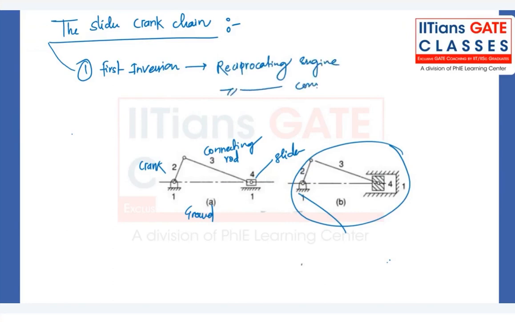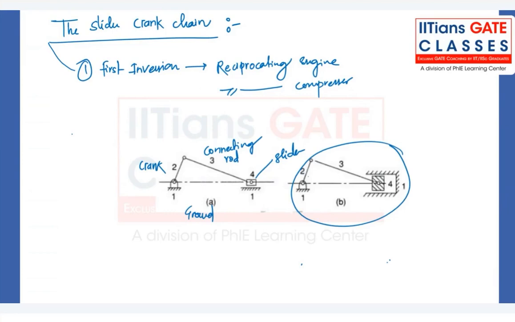Where link 1 is fixed, if we move link number 4, link 3 will move, and link 2. For each inversion, we should know its applications. The application of the first inversion is a reciprocating engine or a reciprocating compressor. The reciprocating compressor will be just the opposite. Though link number 1 is fixed, the input link in the case of a compressor will be 2 and the output link will be 4, whereas in a reciprocating engine, 4 will be the input link and link number 2 will be the output link. That is the only difference.